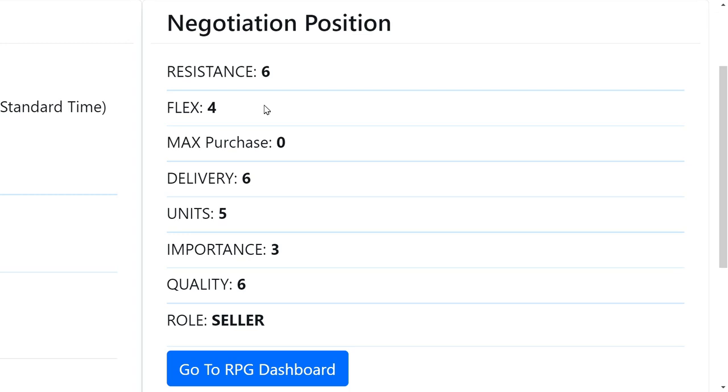Maximum purchase is 0 because I'm a seller, not a buyer. Delivery 6, units 5, importance 3, quality 6, and I am a seller. So that's everything is ready.